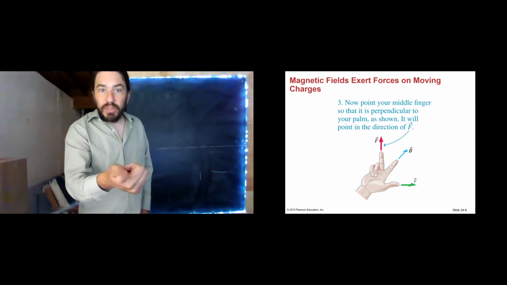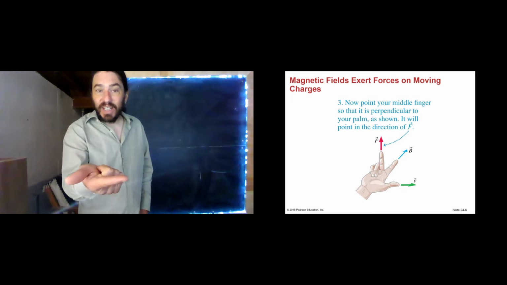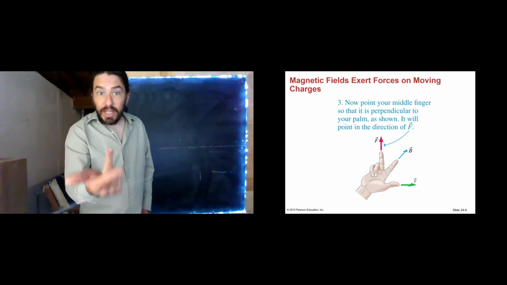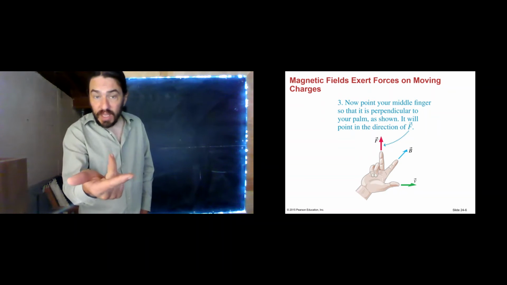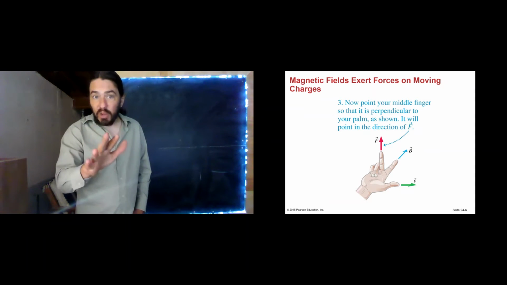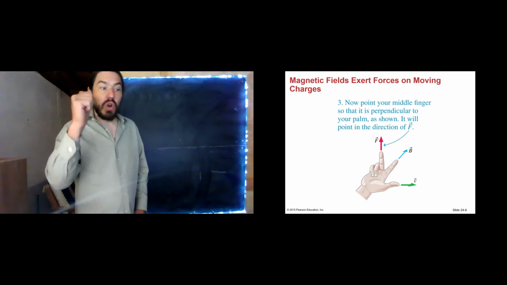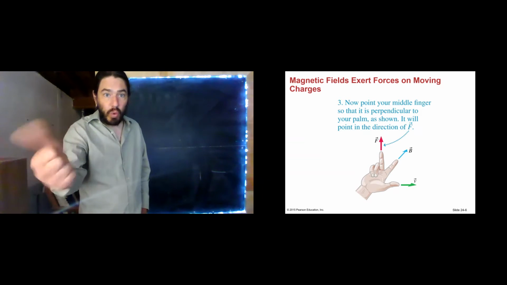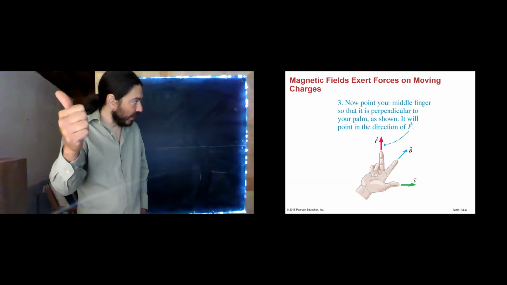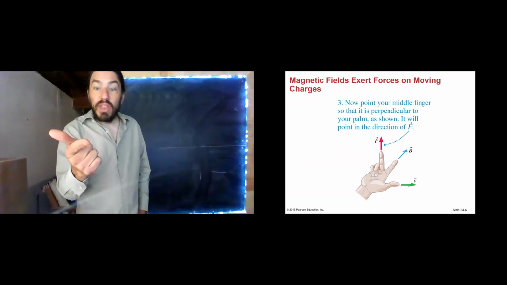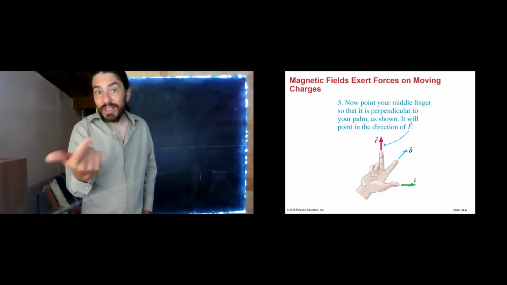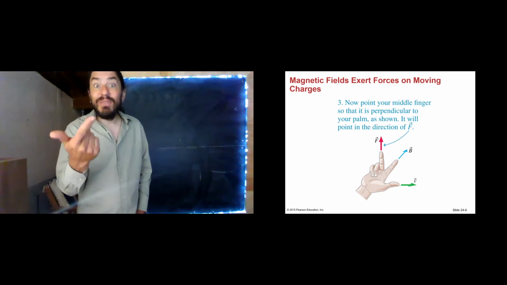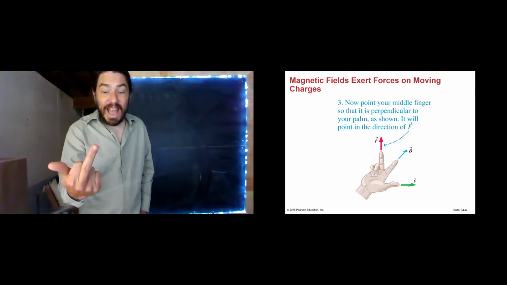So we align our thumb with the velocity, we align our pointer finger with the field, and then our middle finger becomes the force. Now, I have a mnemonic to help us remember that. Okay, so thumb is velocity. This is like I'm hitchhiking, like I'm going somewhere. Thumb is velocity. The pointer finger is your magnetic field. We're just going to have to roll with that one for just a second. The middle finger is the force, and we can remember F.